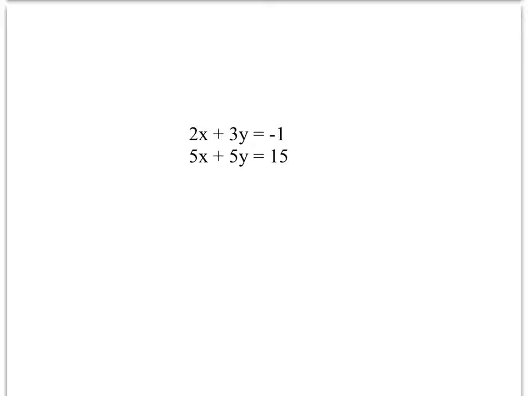I think I'm going to cancel out the x's. So to do that, I'm going to multiply the top one. If I'm canceling out the x's, I want them to both be 10. I'm going to multiply the top one by negative 5, and then the bottom one by 2. Make sure you have one positive, one negative. So now I have negative 10x minus 15y equals positive 5. And in the bottom, I'm going to have 10x plus 10y equals 30.